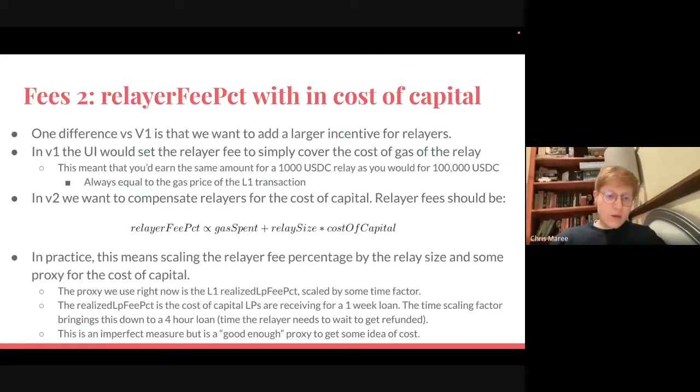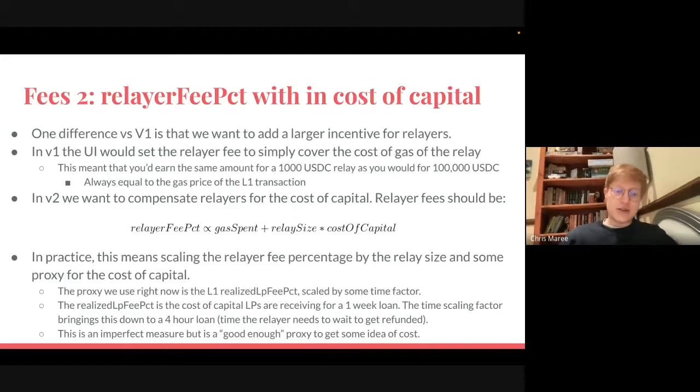So the design that we've gone for to try and simplify this, which is a good enough metric, is to use the realized LP fee percent as a proxy for the relayer's cost of capital. What that means is if the pool demand is high, right, all the funds in the USDC pool are currently being utilized, then it's probably likely that the demand on USDC at that moment is high, right?